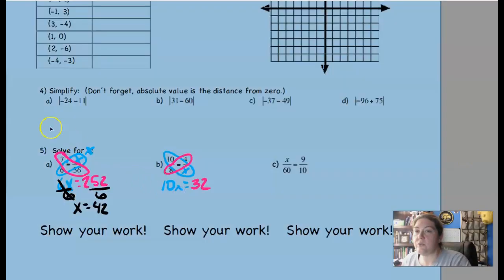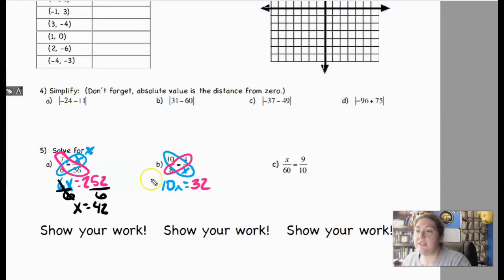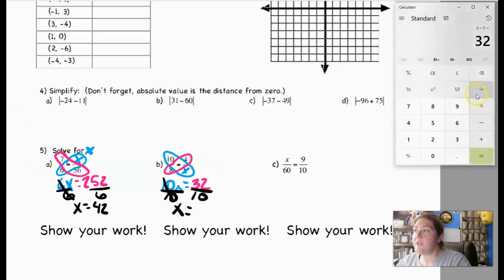So I need to get Mr. X by himself, so I need to divide both sides by 10. This one's not going to be as pretty. 32 divided by 10, I can make this into a decimal and say 32 divided by 10, that's going to give me 3.2. And that is a perfectly acceptable answer.